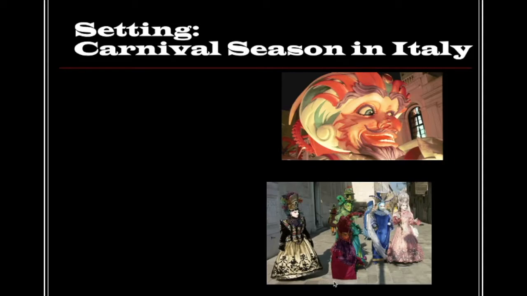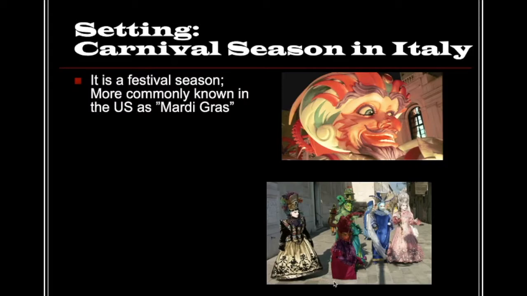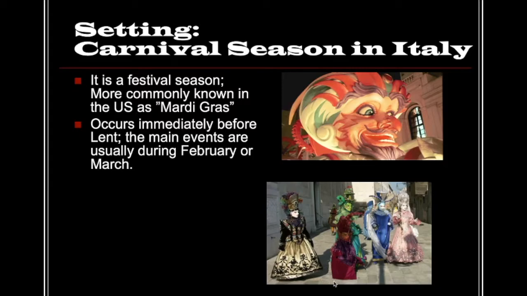Let's talk about our setting. The setting of our story is the Carnival season in Italy. Those of you that are not very familiar with Carnival, in the United States, we more commonly know it as Mardi Gras. New Orleans, Mardi Gras, Mobile, Alabama, the coast, Mississippi Gulf Coast all celebrate Mardi Gras. It is tied to the Catholic religion, and it is the celebration before Lent, and the time of year is early spring, February, March time period.